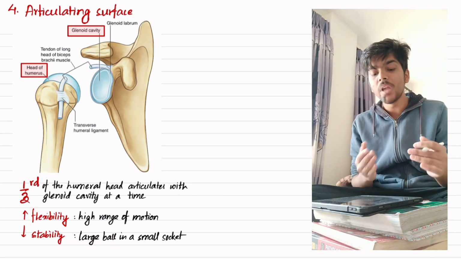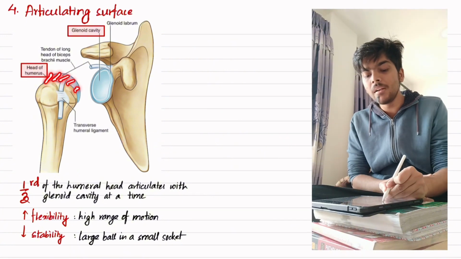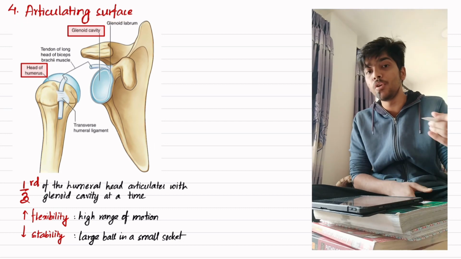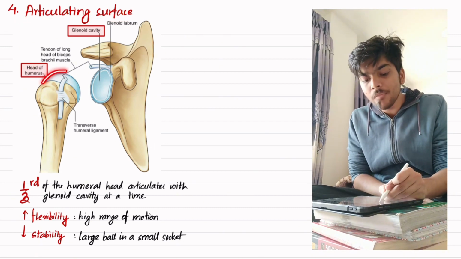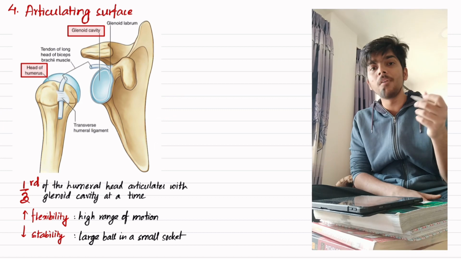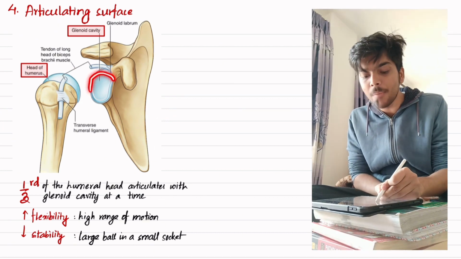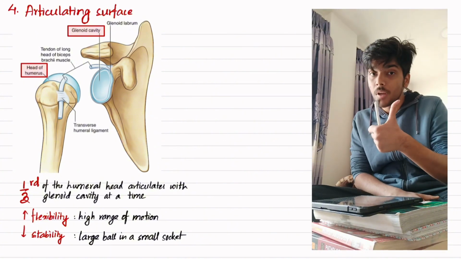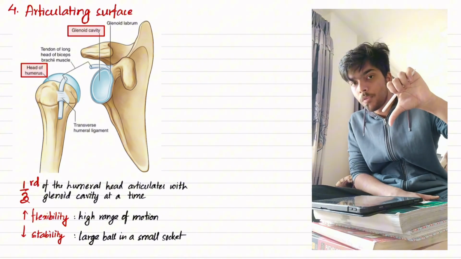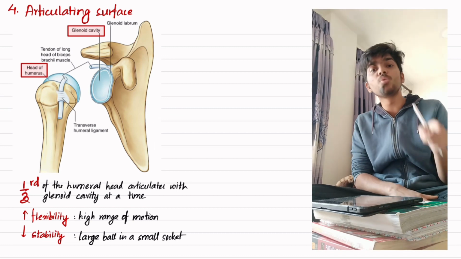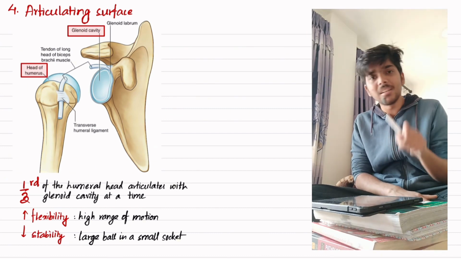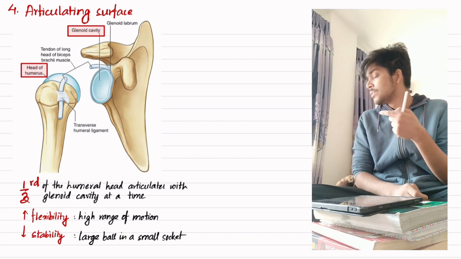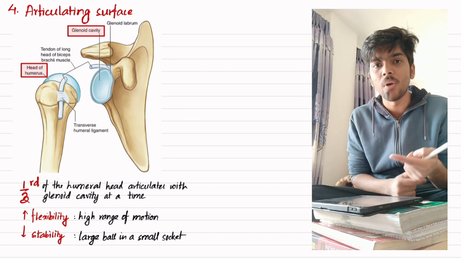So what do we have? We have the head of the humerus and the glenoid cavity of scapula forming the articulating surfaces of the glenohumeral joint. Due to the large head of the humerus with only 1/3 of its part articulating with the glenoid cavity at a time, it provides high flexibility but low stability. Thumbs up for flexibility, thumbs down for stability. But the shoulder joint needs to be stable. That is, the glenohumeral joint needs to stay stable, because you don't want your glenohumeral joint dislocated, right?